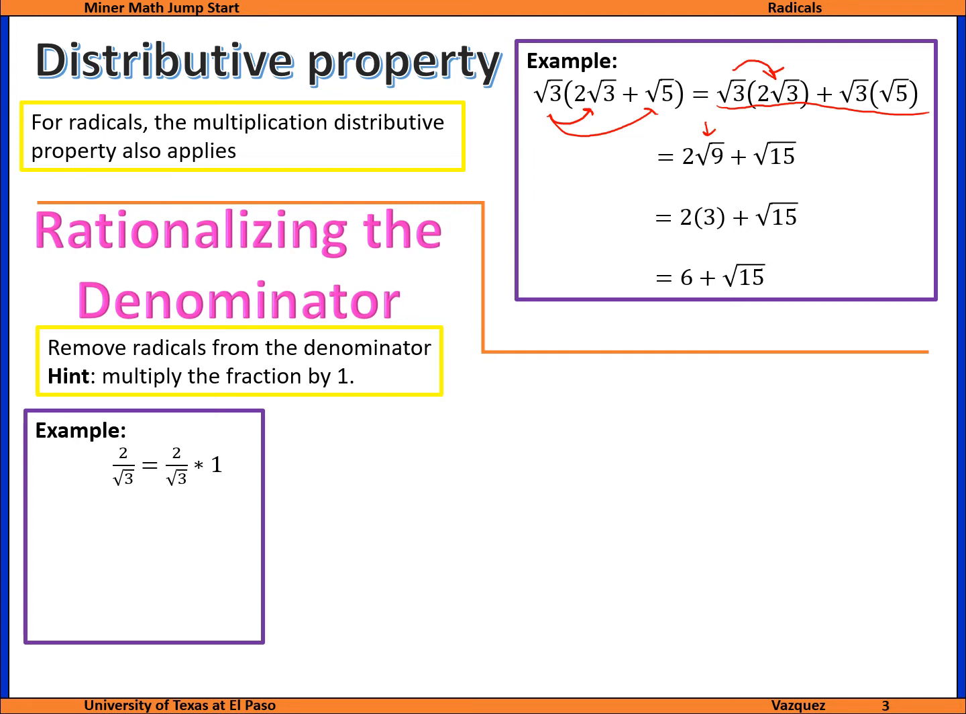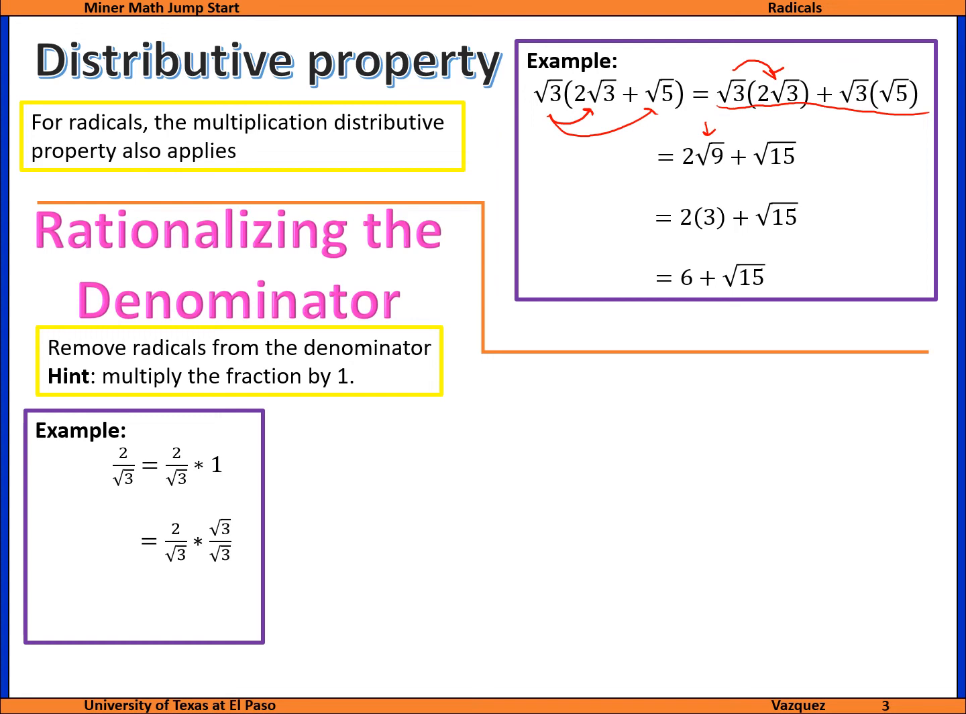But the way I'm going to do it is, instead of just the number 1, I'm going to multiply it by the square root of 3 over the square root of 3, as we do right here. So this is just 1 because anything over itself is equal to 1. So we're still multiplying by 1. The fraction will not change. What will change is now we can multiply.